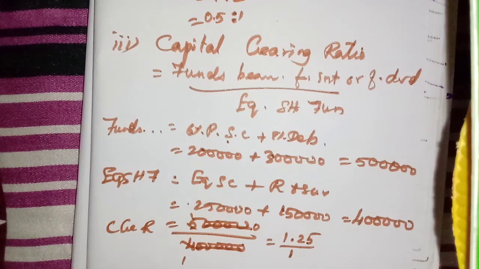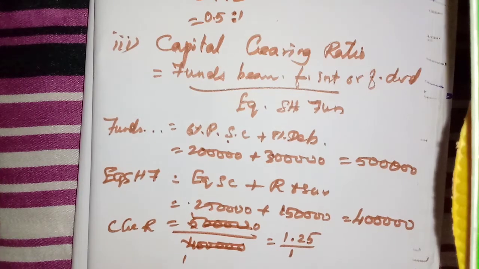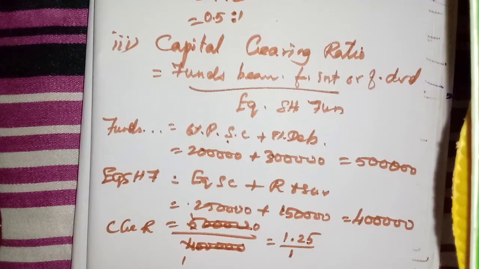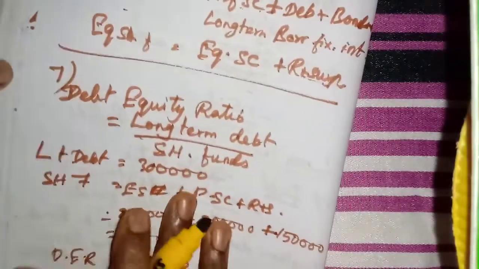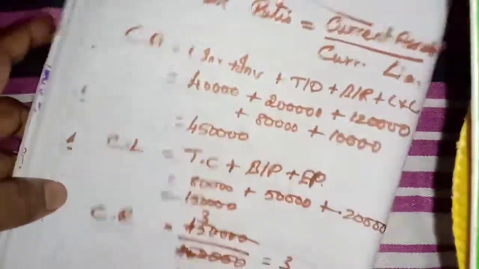Okay, have you understood these ratios? All the other problems you can try, because here 5 ratios we have completed. Okay, 2 main ratios, liquidity ratios and long-term solvency ratios, we have completed. Once again I will tell you the formulas, all the revised ones.